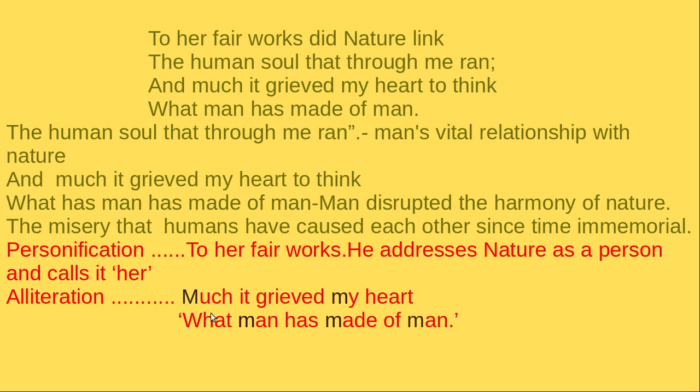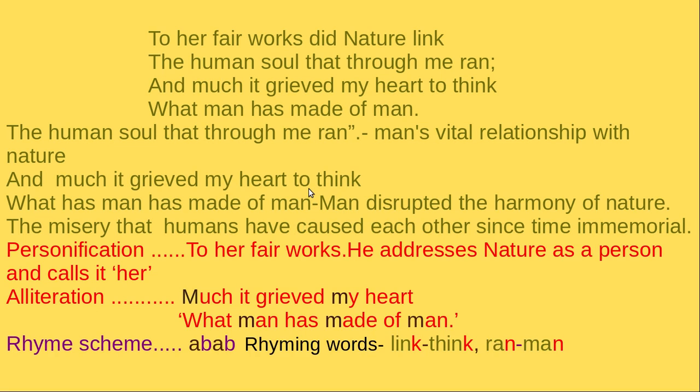And you see these lines, "much it grieved my heart." These sounds come concurrently, so it is an example of alliteration. Here too, "man made of man." I think you got all these things. Now the rhyme scheme, just as the first stanza, is ABAB. Rhyme words are link, thing, ran, man. Okay, you got the ideas.